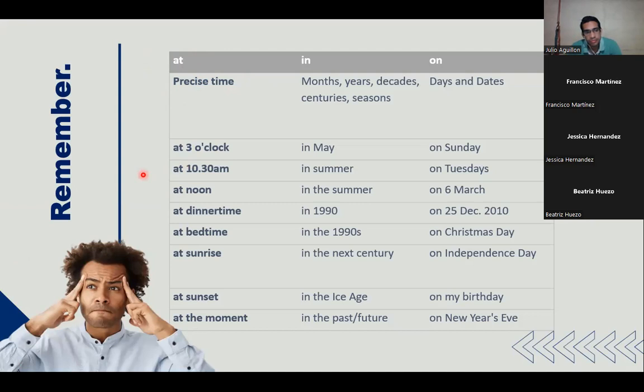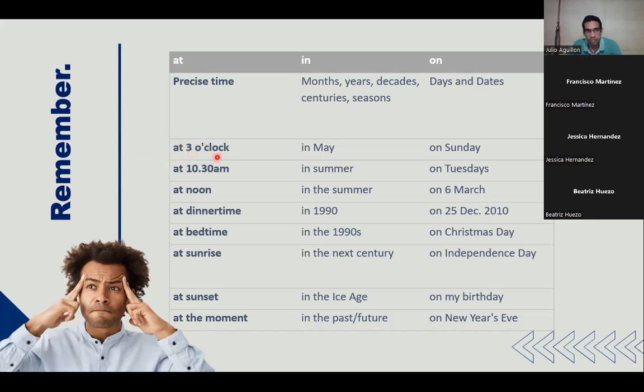For example, supongámonos que Julio y yo vamos a tener una reunión. Tenemos una reunión and I tell Julio, le digo a Julio, Julio, I will see you at 3 o'clock. Te voy a ver a las 3 en punto. Why? Porque estamos hablando de un tiempo preciso. Yo ya sé que a esa hora va a empezar. So that's why we're going to use at, okay? Because we're talking about a precise time, un tiempo preciso.